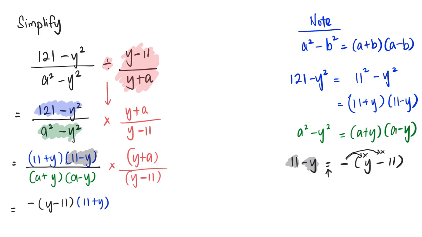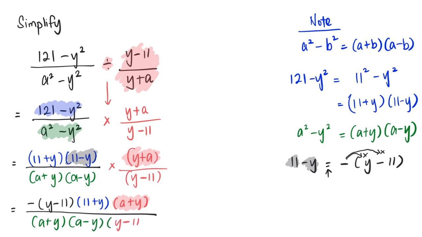I am going to multiply by the y plus a. And do take note, y plus a is the same as a plus y. Okay, these two are the same. Below, I still have my a plus y, a minus y, and my y minus 11. And now it's the time for us to see if there's any bracket, which is the factors that are exactly the same.